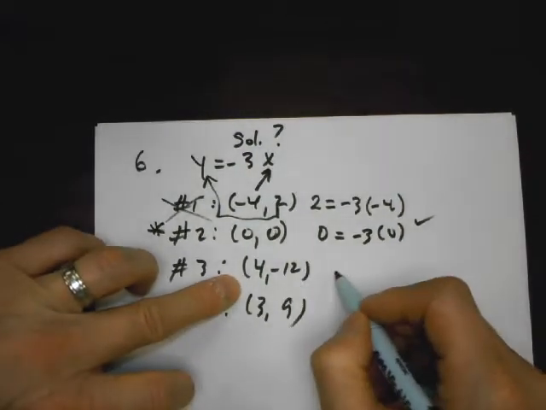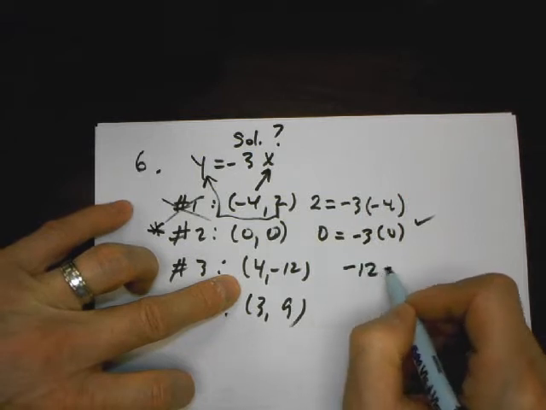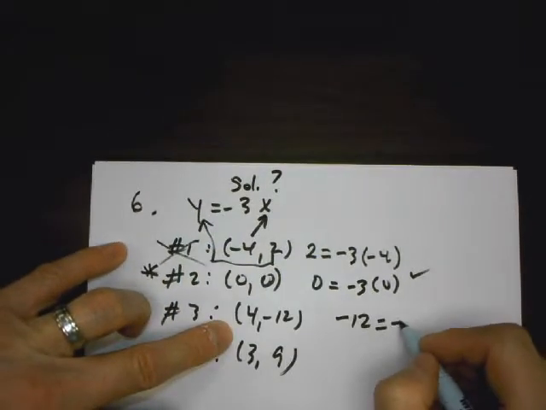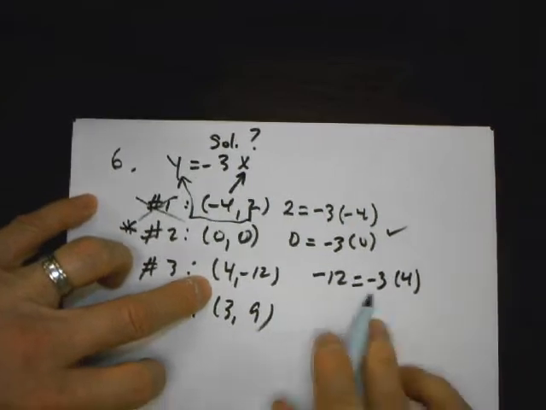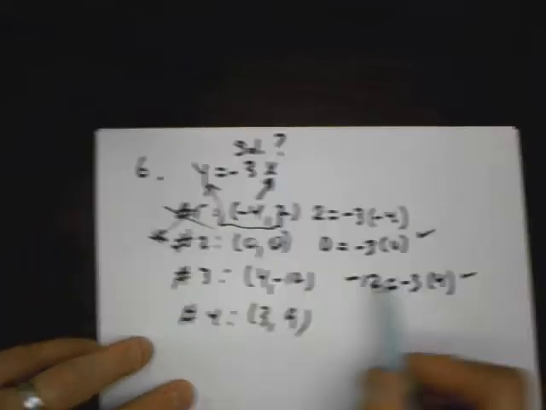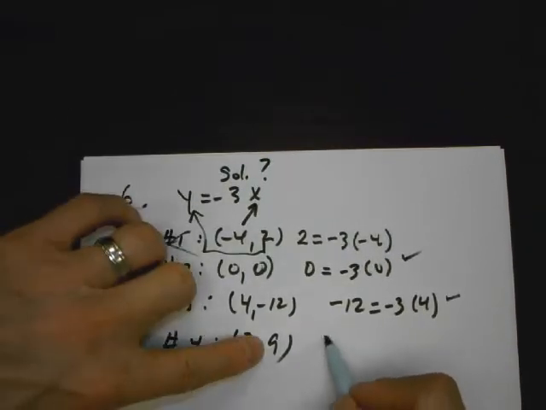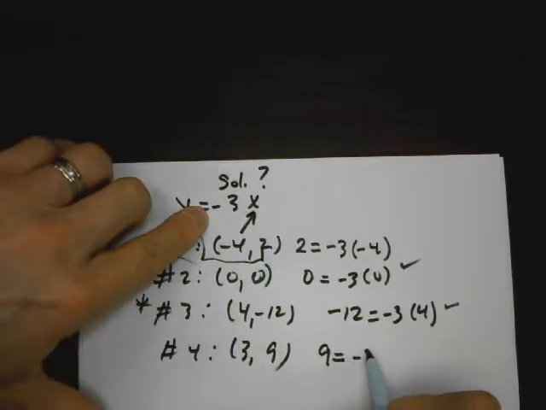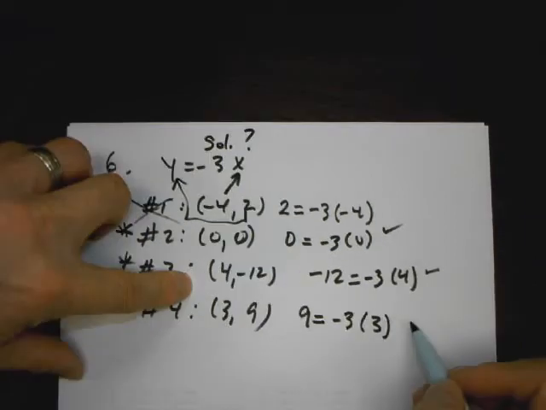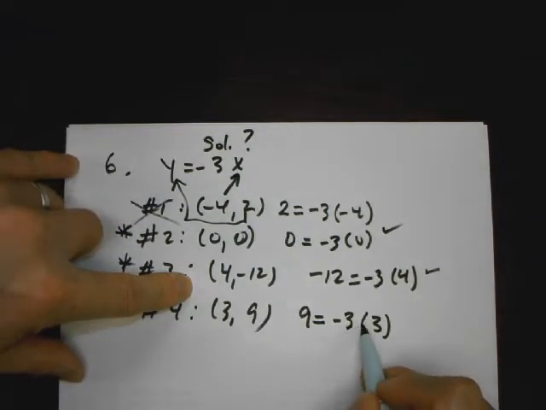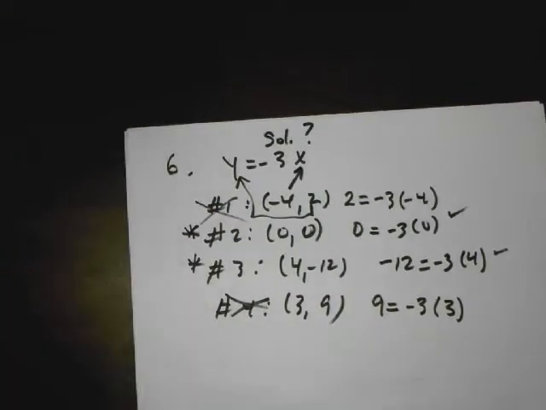Next one. This is y. I put it where the y goes in the equation. Remember, y equals negative 3 times this. That's true. Negative 12 equals negative 12, so I'm going to use that one as well. And the last one. Y equals negative 3 times x, and that's not true. They're not the same size, so don't pick that one. So my answer for this one was 2 and 3.